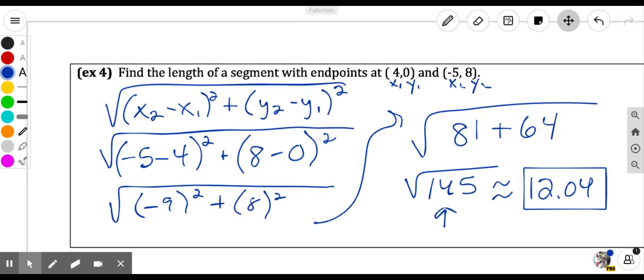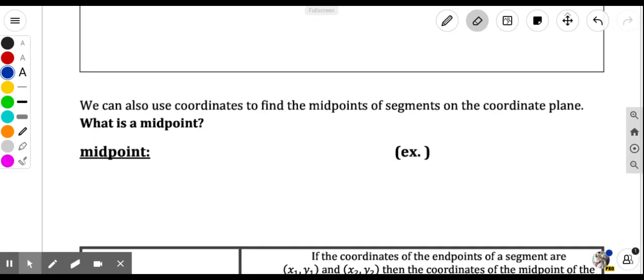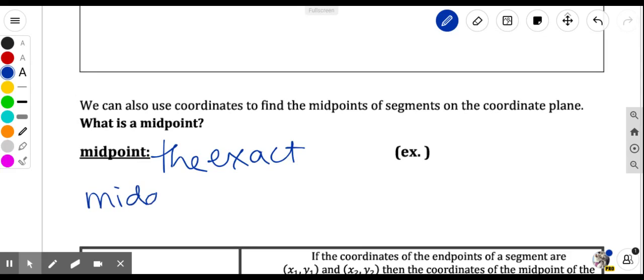It's just distance formula. Okay, so the next thing we're going to learn about is called the midpoint formula. But first we need to talk about what a midpoint even is. So the definition of a midpoint, it's the exact middle point of a segment. So if an entire segment was 10 centimeters, the midpoint would be at 5 centimeters. So we can just say the exact middle point of the segment.